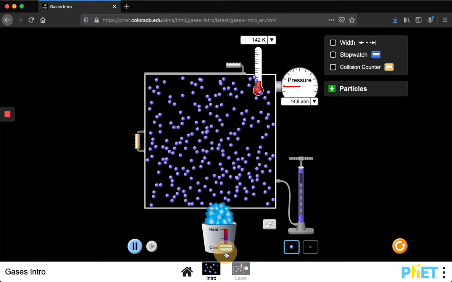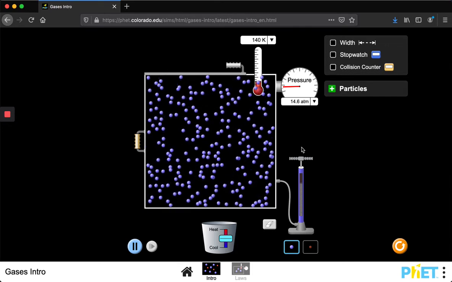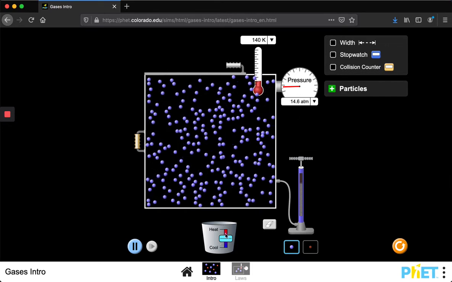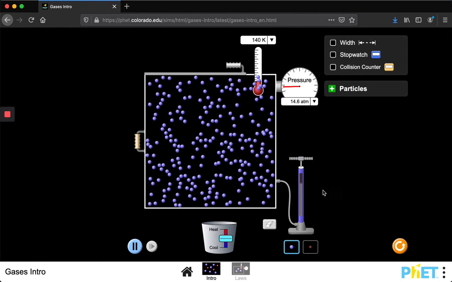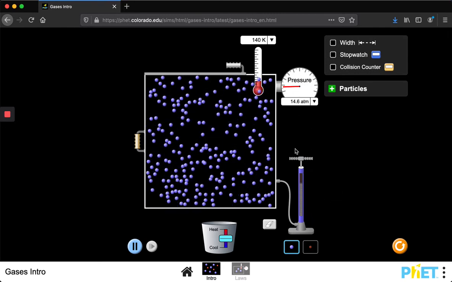So what I want you to do is come on here and have a little play with it, and see how changing the temperature, changing the container size, and changing the number of particles changes the pressure. All right?